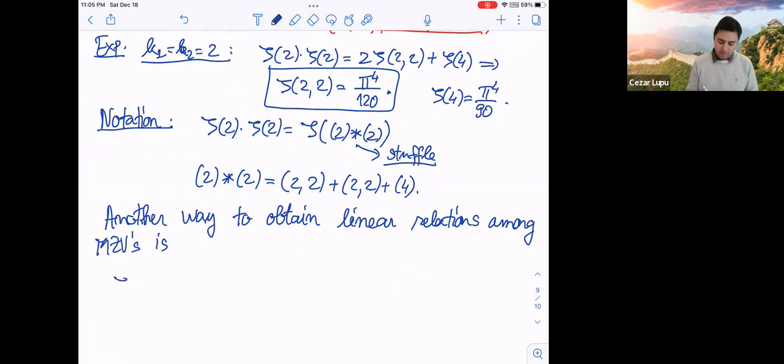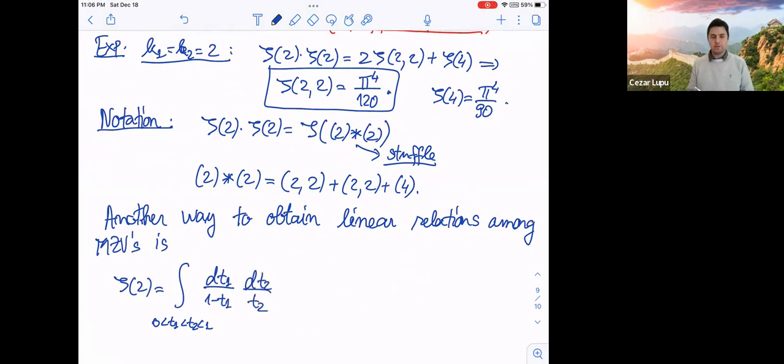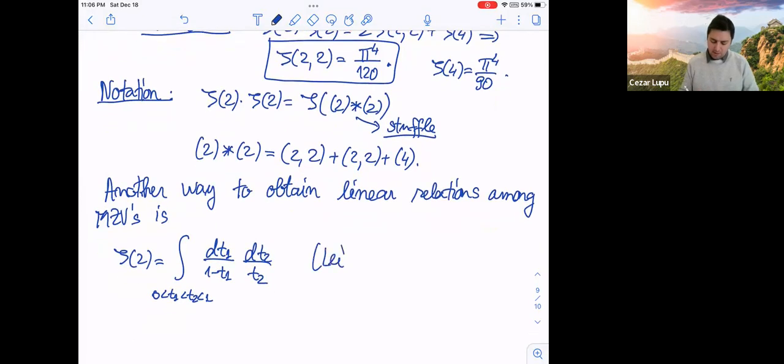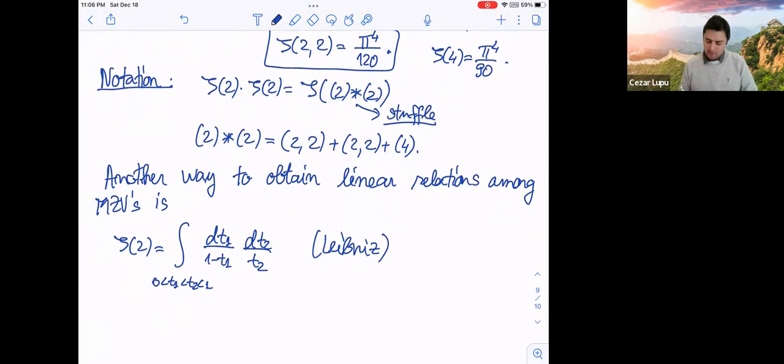So let me go back to Leibniz, who proved that zeta of 2 is this iterated integral over these two one-forms, dt1 over 1 minus t1 and dt2 over t2. In fact, this can be proven easily by just expanding 1 minus t1 in terms of a geometric series. So this goes back to Leibniz. And as you can see, this is in weight 2. So this is a single zeta value in weight 2.